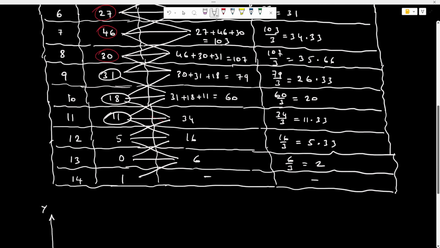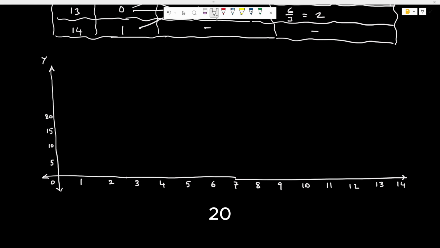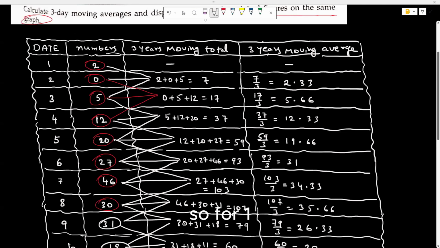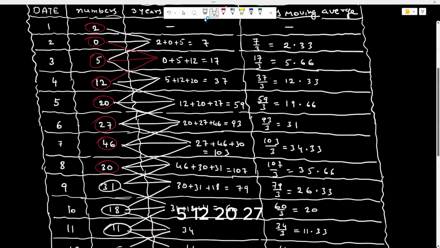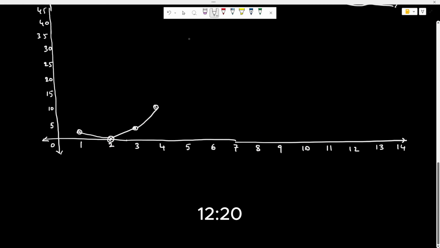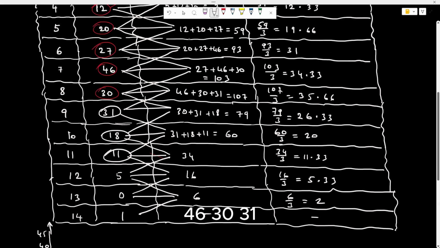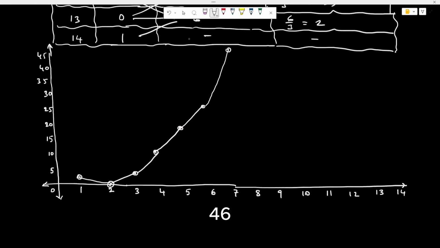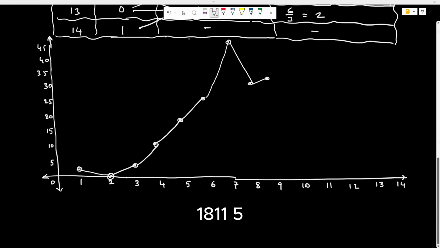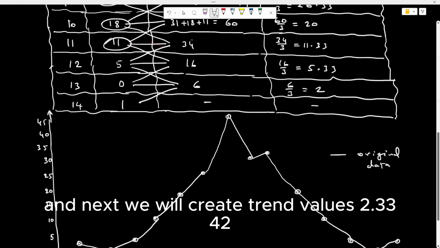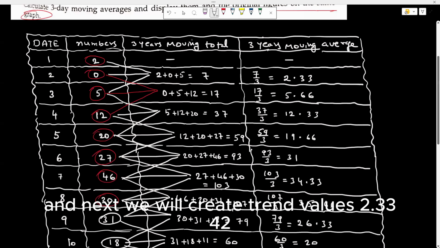On the Y-axis, there will be 5, 10, 15, 20, 25, 30, 35, 40, 45. For date 1, the values are 2; for 2, 0; for 3, 5; then 12, 20, 27, 46, 30, 31, 18, 11, 5, 0, 1. This is the real data. Next we will create the trend values.